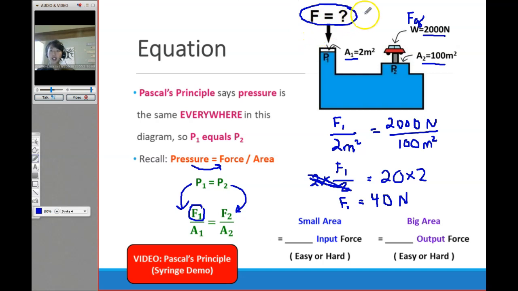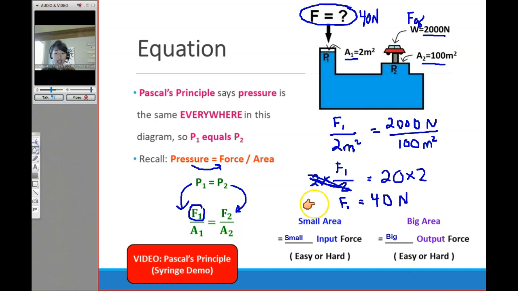Okay, so what I want you to take a look at over here is we're going to compare these. For side 1, we had a small area compared to the big area over on the right. And what about the force? Is this 40 newtons smaller or larger than the weight of the car on the right? Yeah, it's definitely significantly smaller. So we have a small area, and therefore a small input force, whereas on the other side, we had a big area and a big output force.